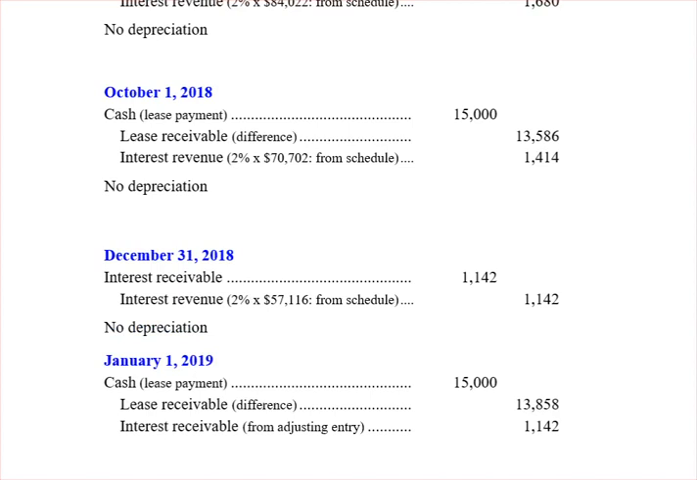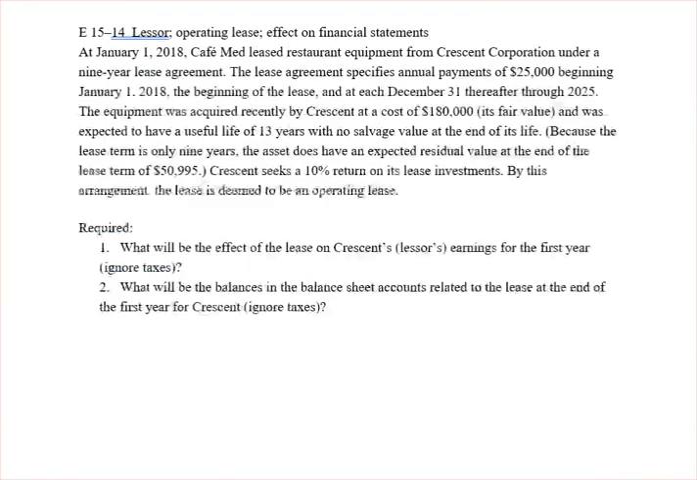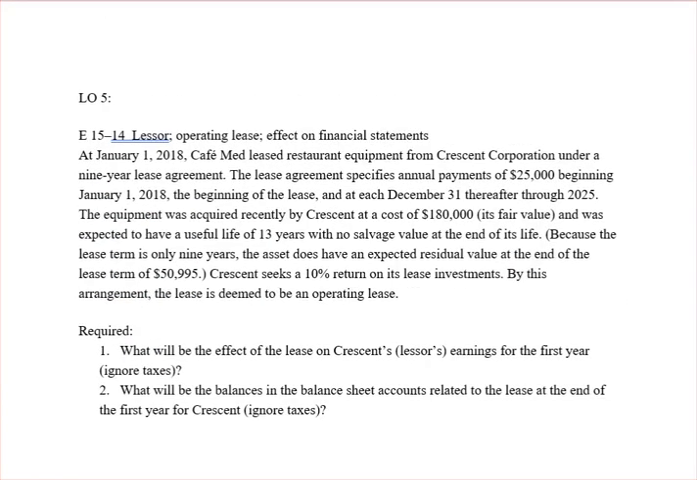So, if you took it off your books, then that's basically the end of it. All right. Lessor has an operating lease. So again, it tells you here that it is an operating lease, and they acquired for a fair value, and then you would go through and work through this.